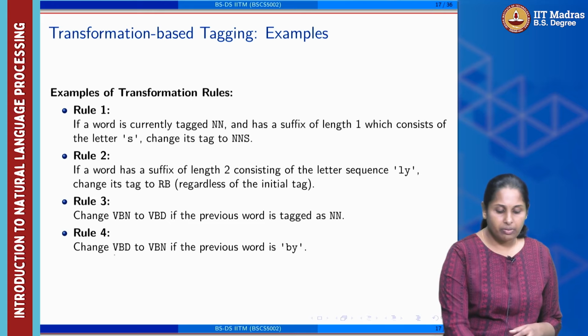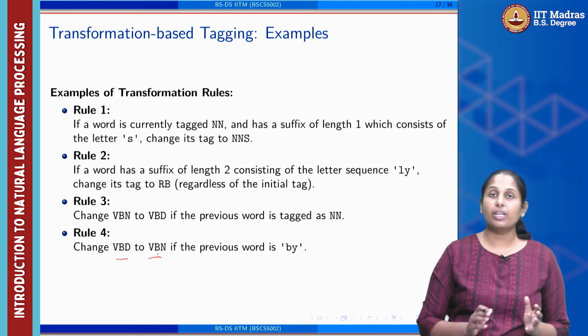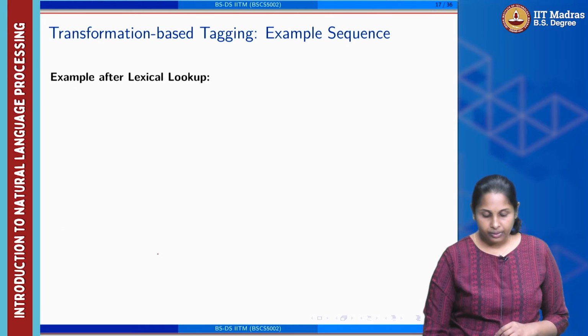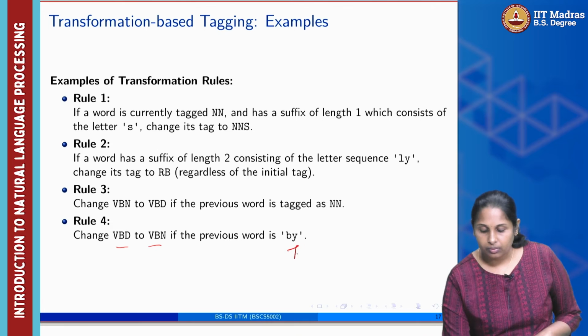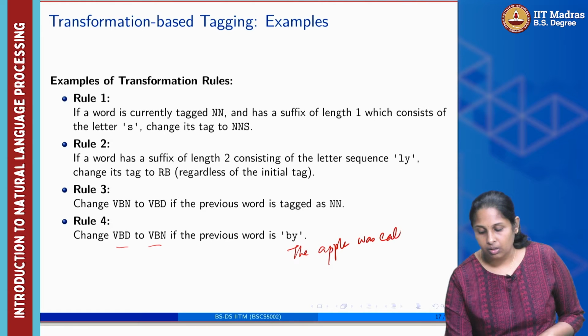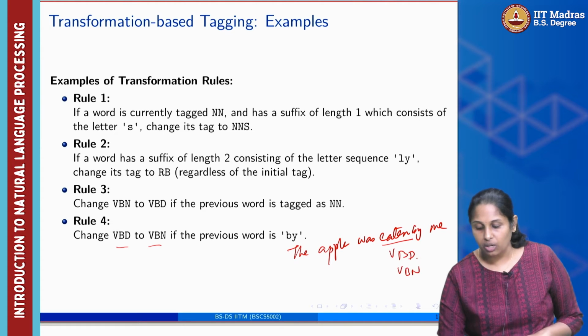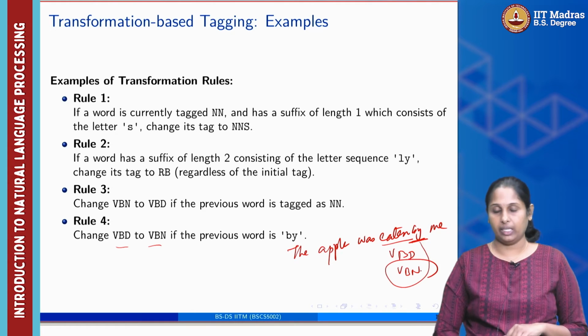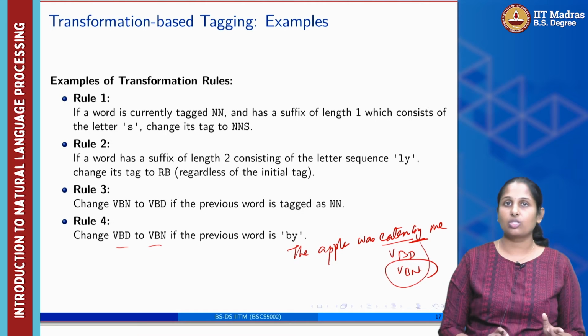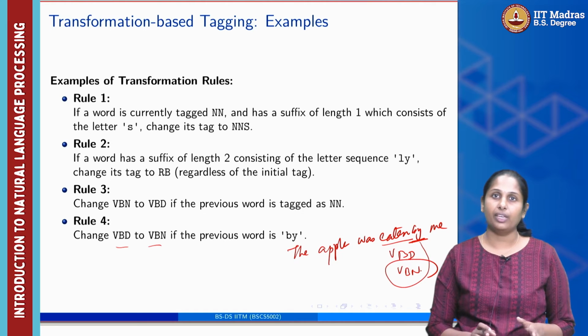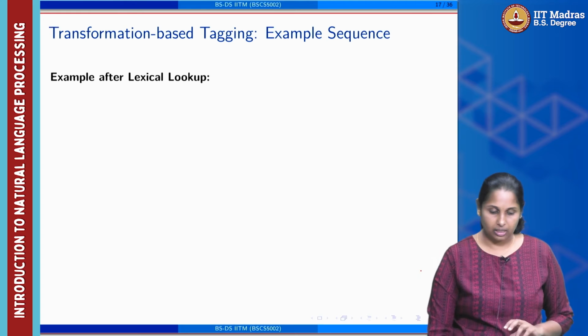And now change the VBD again into VBN if the previous word is by. For example, the apple was eaten by me, right? So now the eaten, it can be VBD or it can be VBN in the initial position, but this by will help us select VBN instead of VBD. So this kind of change will help us in identifying the correct tag in a given sentence.